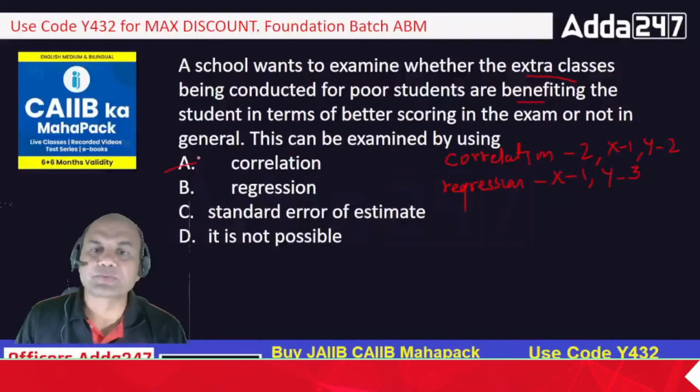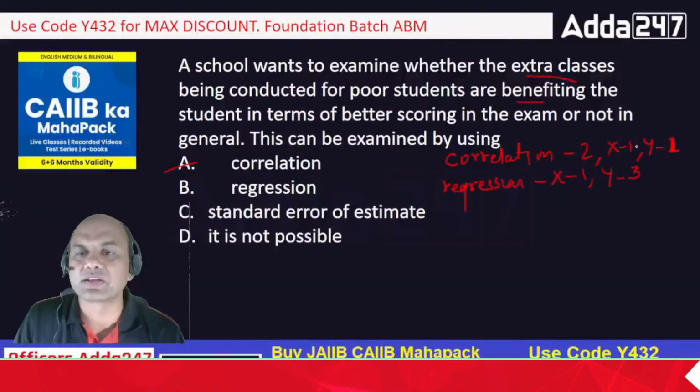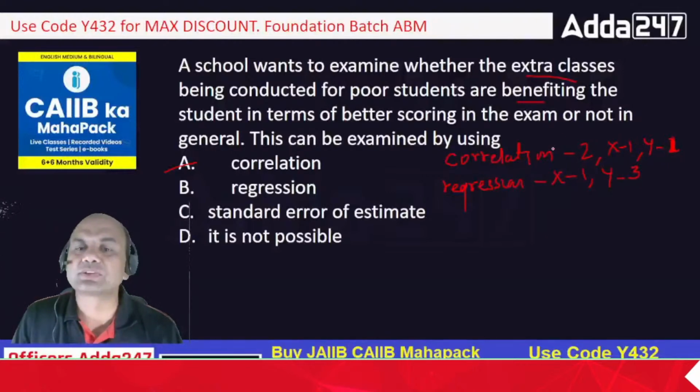Correct. It's A, correlation. Why? Because two elements are there, extra class and benefiting. So X1 and Y1, so it should be 1 and 1 over here, right? X1 and Y1, so it is 2 elements over here, right?